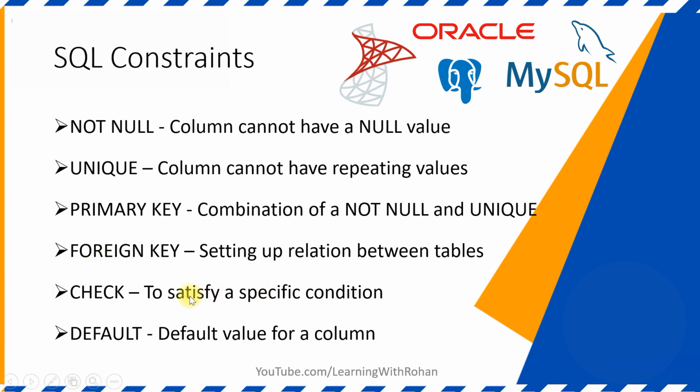Check constraint is used when you want to satisfy a specific condition, and the default constraint is used when you want to set a value to a particular column when the user is not entering any value for it, right? For example, if you want to set the record insert date time to default to the current system time. So what will happen if the user is not entering the value for that column? The value for that column will automatically come from the system.